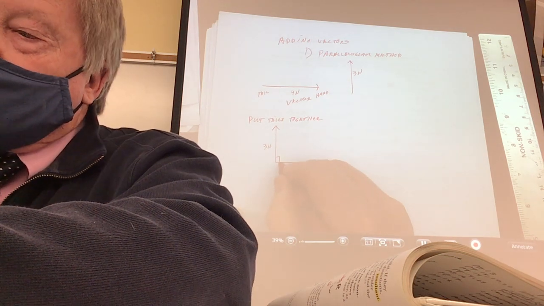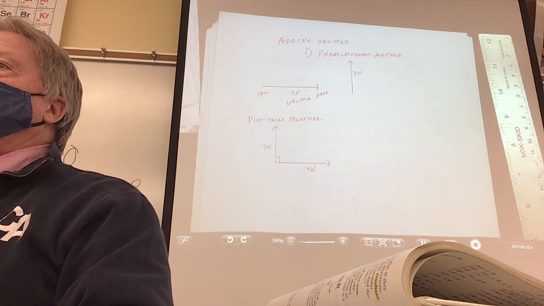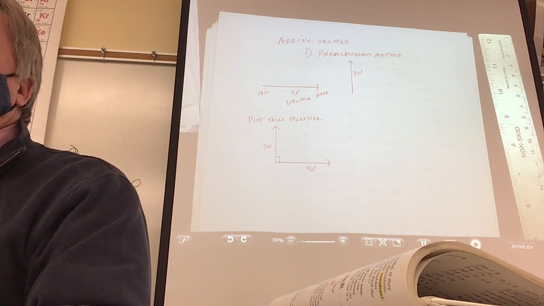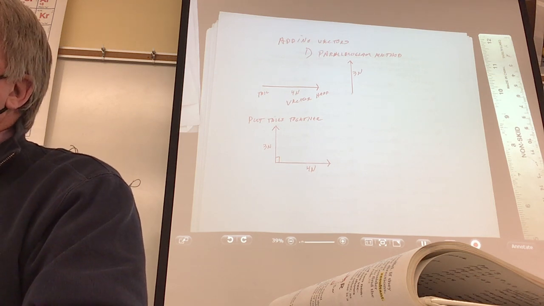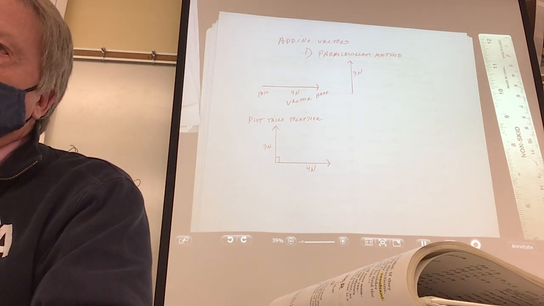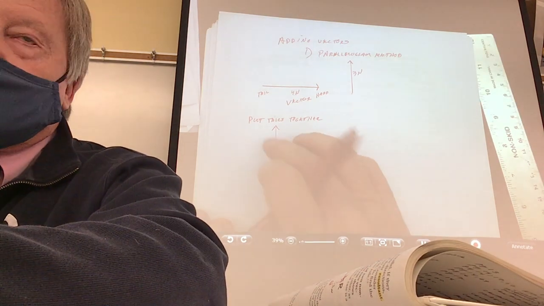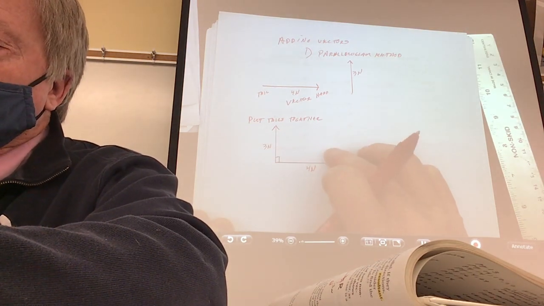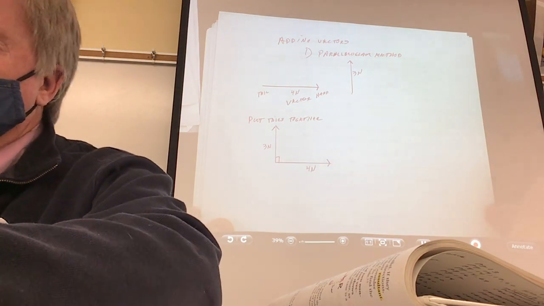Now, it just so happens that these happen to be at 90-degree angles to each other, and when they're not at 90, I'll show you that too. But for right now, we'll do the simplest ones we can do. Now, what they're going to ask you to do in the parallelogram method is to redraw this one over here and redraw this one over here. Okay, so let's do that.